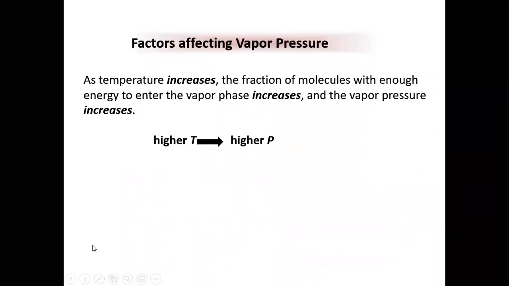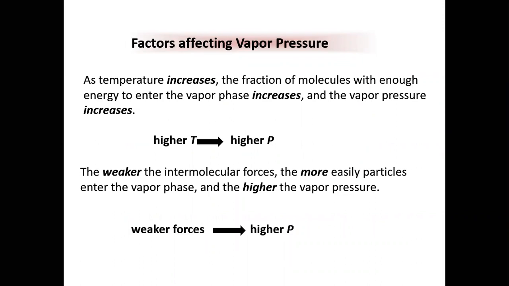So besides temperature increasing vapor pressure, also the weaker the attractive or intermolecular forces are, the more easily the molecules or particles can enter the vapor phase. So for example, noble gases would have a very high vapor pressure at room temperature because they have very weak attractive forces. But something like water at room temperature would have a very low vapor pressure.